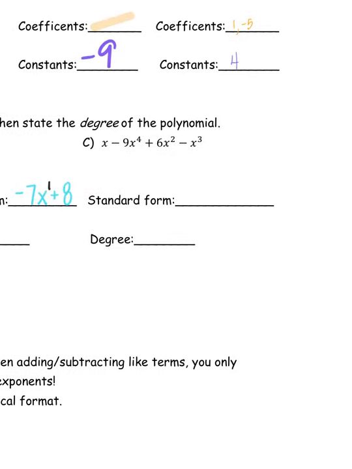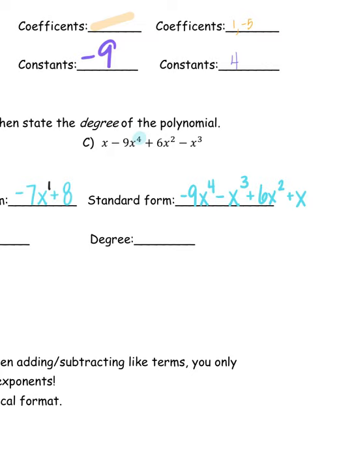And then finally, the last one, my highest degree is my 4. So I'm going to start there, and I have -9x to the 4th minus x to the 3rd plus 6x squared plus, oops, I don't know why I wrote an 8, plus x. Okay, so again, it goes 4, 3, 2, and 1.